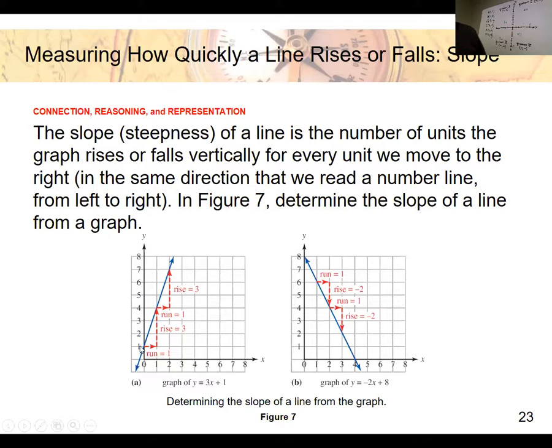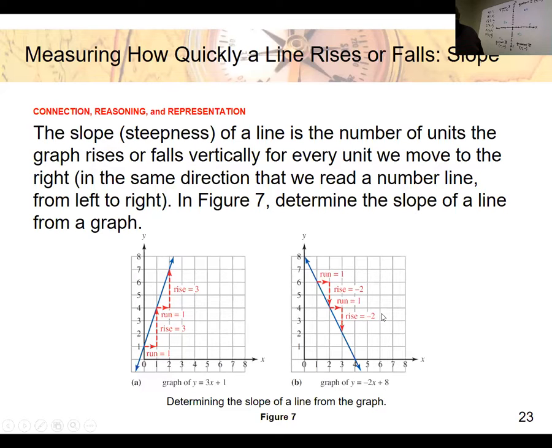Here, the one on the left is the graph of y equals 3x plus 1. If you go from left to right, you're going to run to the right 1 and then rise up 1, 2, 3. And then from here, we can run to the right 1 and rise up 1, 2, 3. We're going to talk about rise over run. So that means that the slope is going to be 3 over 1, or just 3.